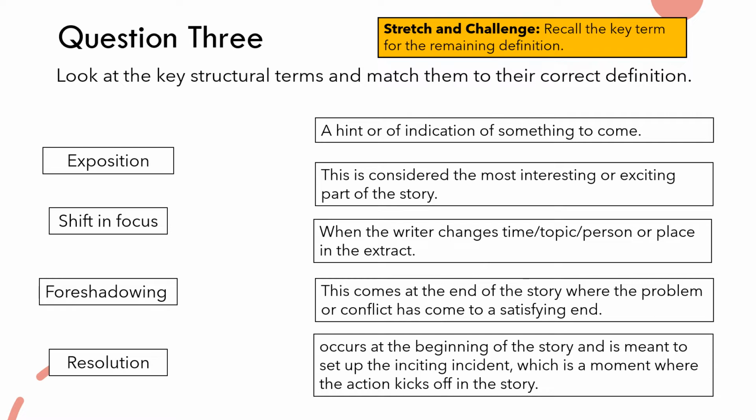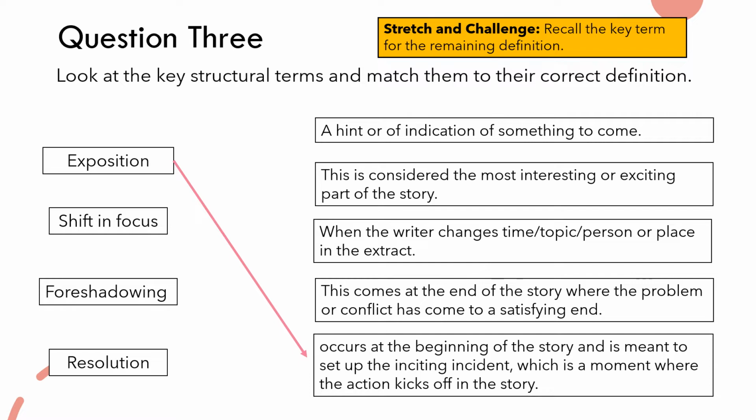So first one is exposition, and the correct definition is it occurs at the beginning of a story and is meant to set up an exciting incident, which is a moment where the action kicks off in the story. Now this is a really important one to know because an exposition just means how is the story opened. Now in your exam there's no guarantee that you get the start of a story. It could come from any point within a story, the extract that you're faced with, but you still need to think, for that passage, how has it begun? Does it actually grab your attention? Does it actually make you want to stay with the text and get committed with the story that is being told?